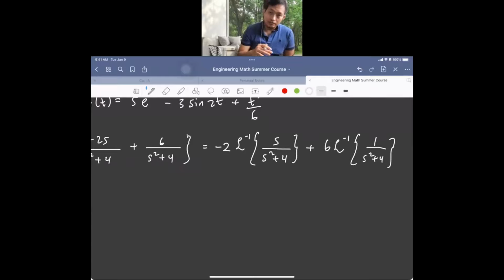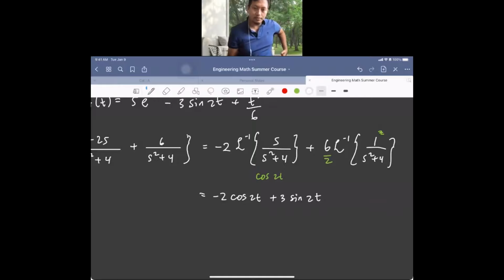Okay, now whenever you have s squared plus something in the denominator, we will get cosine or sine, right? The problem is the top one. If you have s in the top, then it is going to be cosine. If you have a constant like 1, it will be a sine, right? So I think this is directly cosine 2t, so we can just write negative 2 cosine 2t. And this is supposed to have 2 here for the beta, but it's not, so we need to divide by 2, right? So we have plus 3 sine 2t. Okay? I believe that's not too difficult to see.